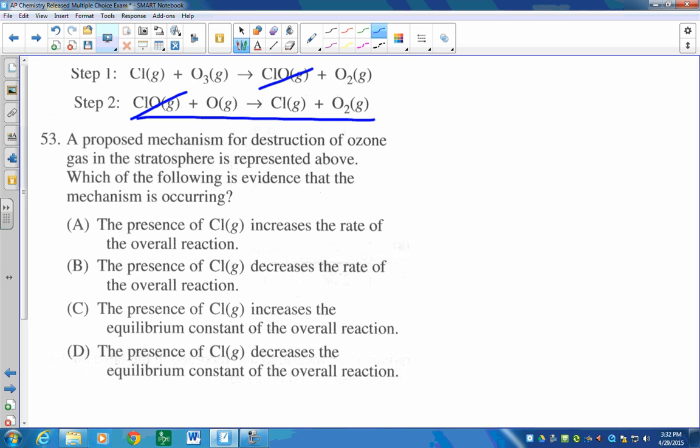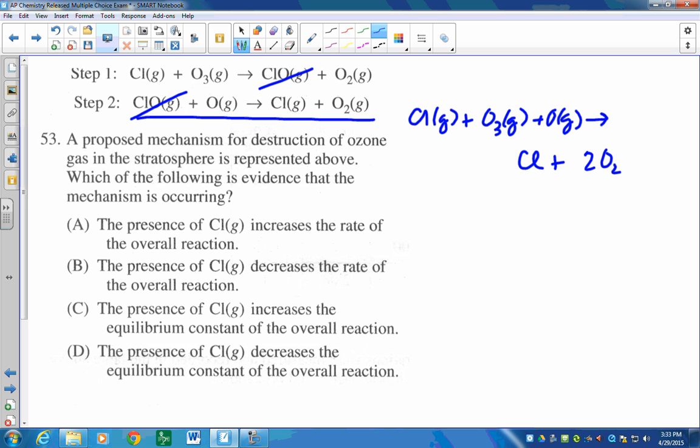And I think we end up with Cl gas plus O3 gas plus O gas goes to Cl plus 2O2, just to check to see if it's balanced. 1 chlorine, 3 and 4 oxygen, 4 oxygen. Okay, so now, which of the following is evidence for the mechanism that this is occurring?